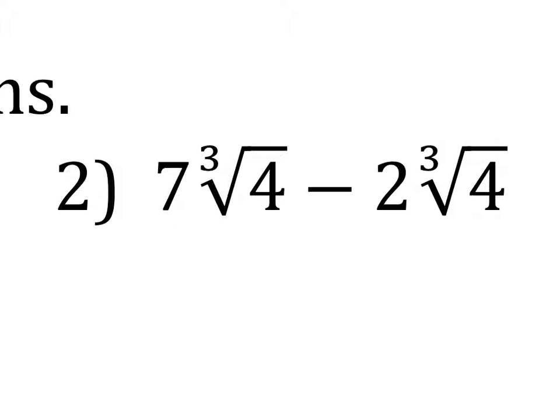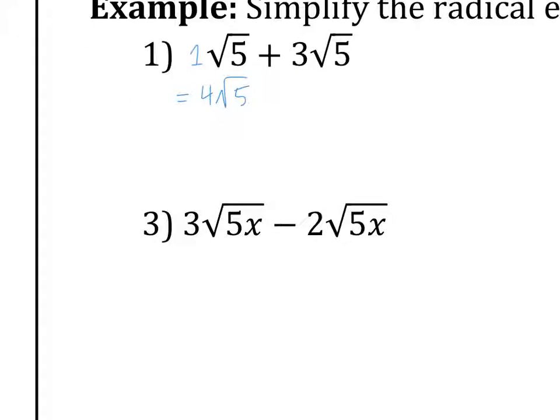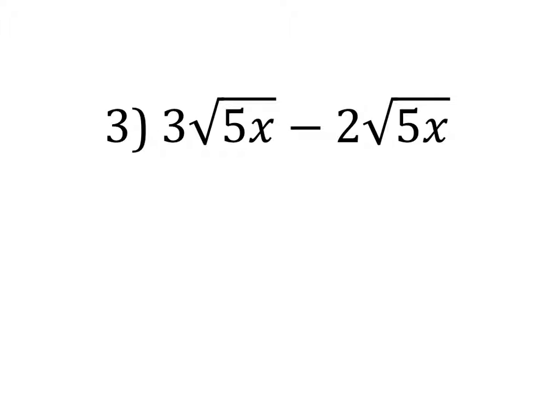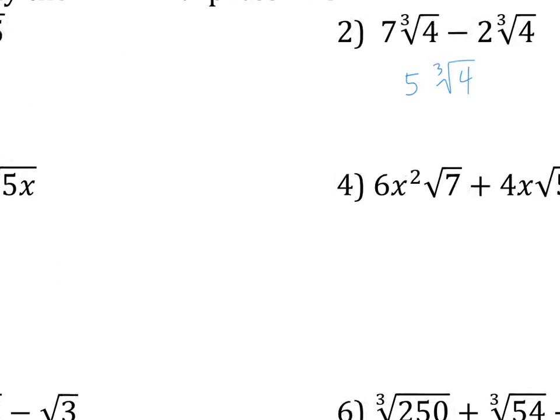Number 2. Can I subtract them? Yes. Why can I subtract them? Same index, same radicand. Good. So 7 cube root 4 minus 2 cube root 4 equals what? 5 cube root 4. Yeah, cube root of 4. All right. Next, number 3. Can I subtract them? Yes. Easy stuff.